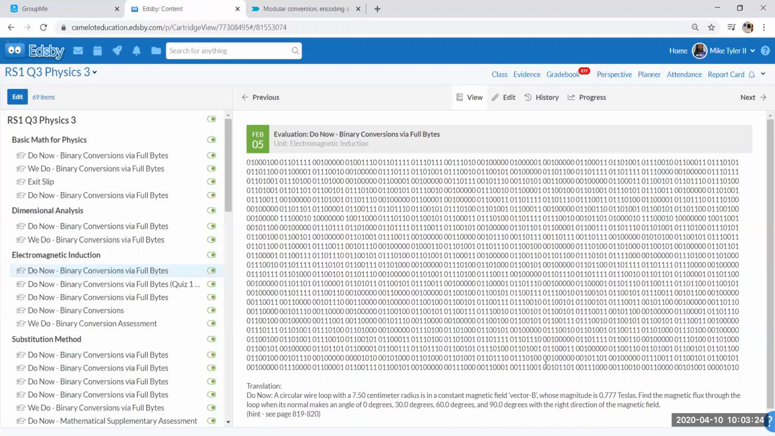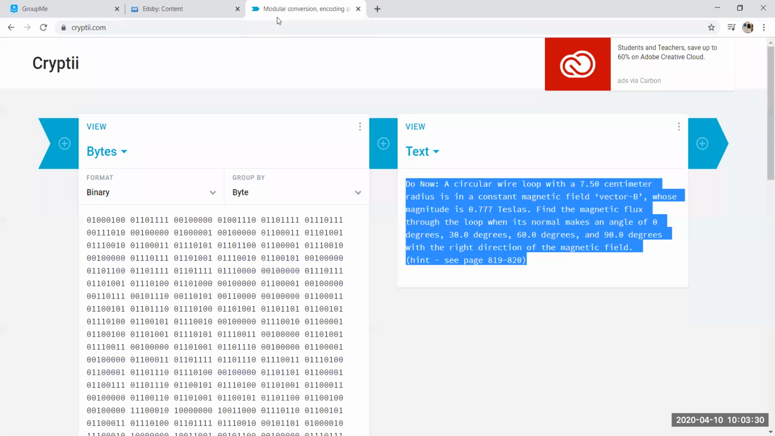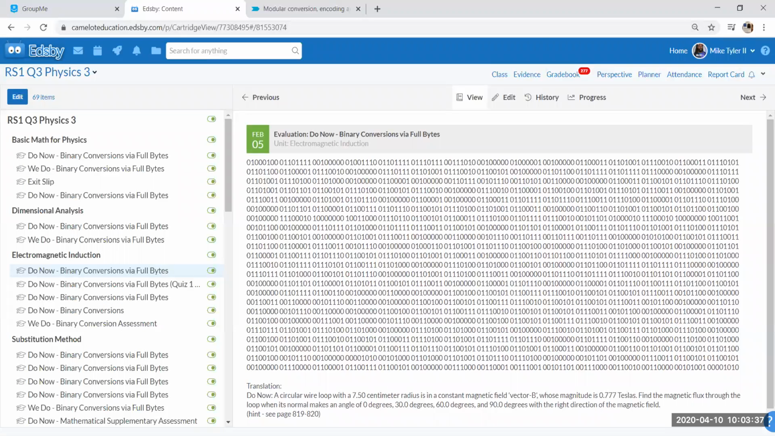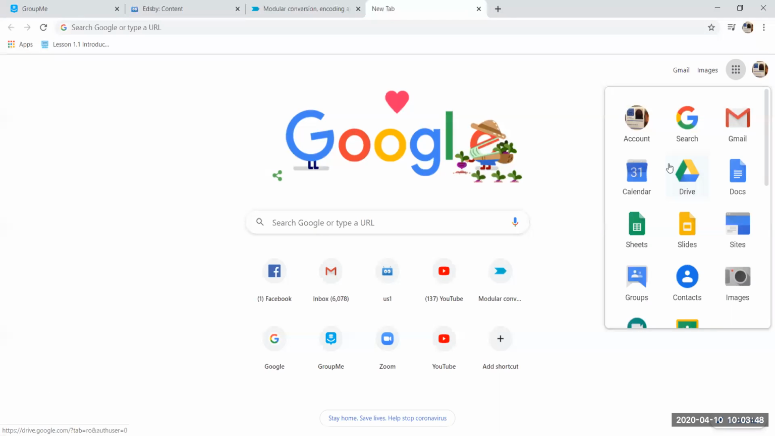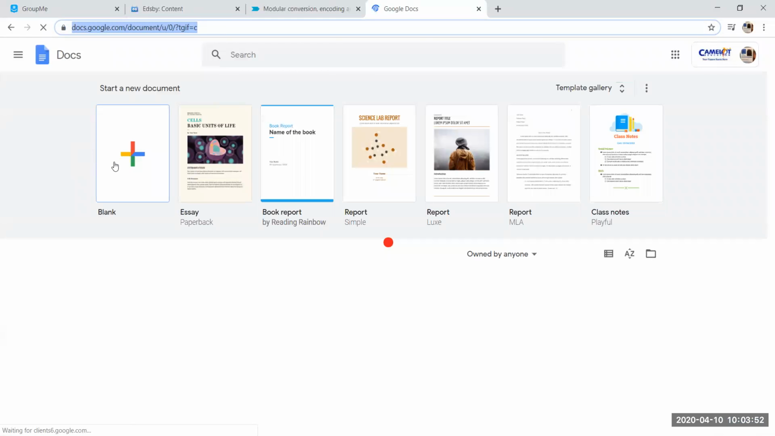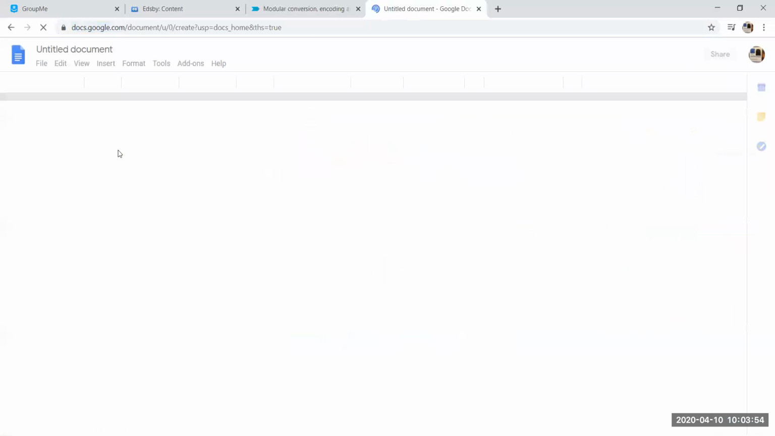Because this is a lengthy problem, it's worth a lot of credit. While I'm doing that, I want to start a Google Doc. This Zoom button keeps scrolling down on me. All right, there. So I'm going to start a new Google document, and I'm going to start blank.